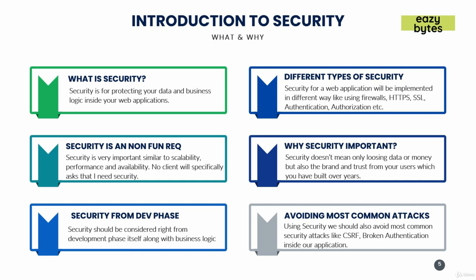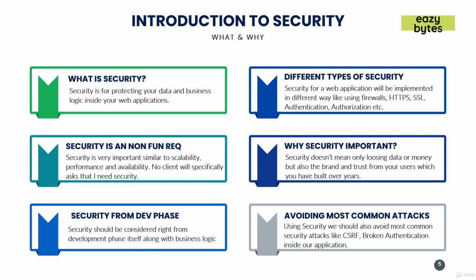While implementing security inside your applications, we should also consider how to avoid the most common attacks like CSRF attacks, broken authentication, and CORS attacks. All these kinds of common attacks we should be able to handle inside our application with the help of security. Don't worry, we're going to discuss what these common attacks are, like what CSRF is, what CORS is, and how to protect our application using Spring Security in the coming lectures. For now, please try to understand that security is very important inside our application.